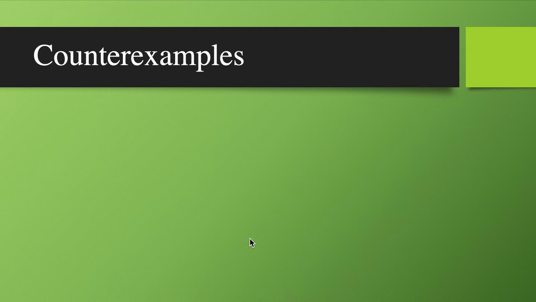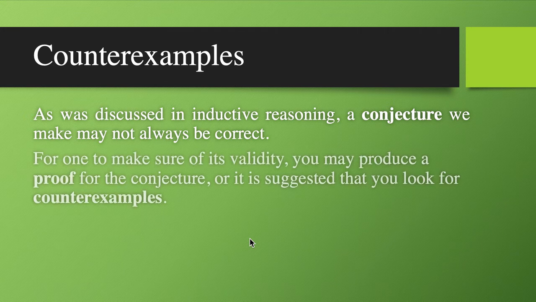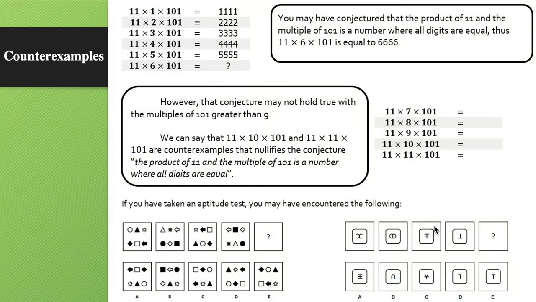Next is counterexamples. As we have discussed in inductive reasoning, a conjecture may or may not be correct. So to make sure of the conjecture's validity, you may produce a proof for it, or it is suggested that you look for a counterexample that will show that it's not true for every case.